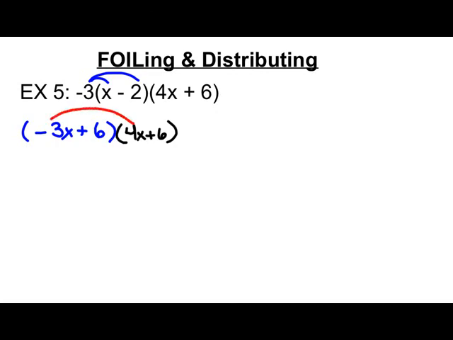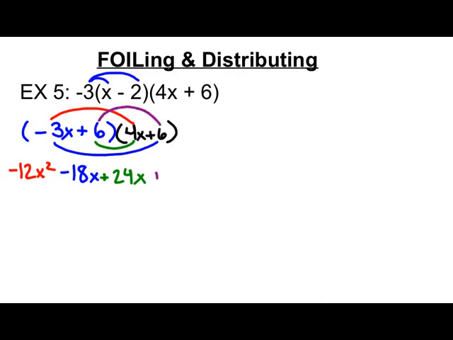First times first. Negative 3x times 4x is negative 12x squared. Then we do outsides. Negative 3x times 6 is negative 18x. Then we do insides. 6 times 4x is 24x. And then we do last times last. 6 times 6 is 36. Okay, if I combine my like terms, I have a negative 12x squared. Negative 18x plus 24x is 6x. And then plus 36.